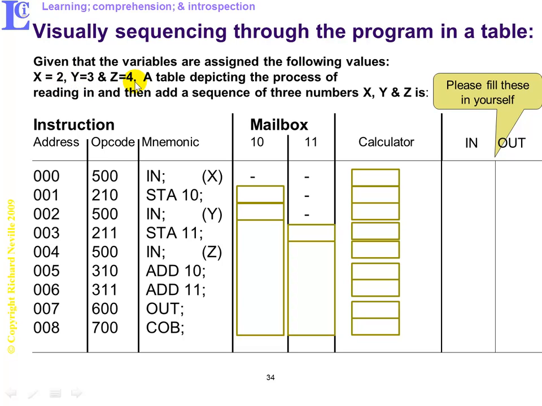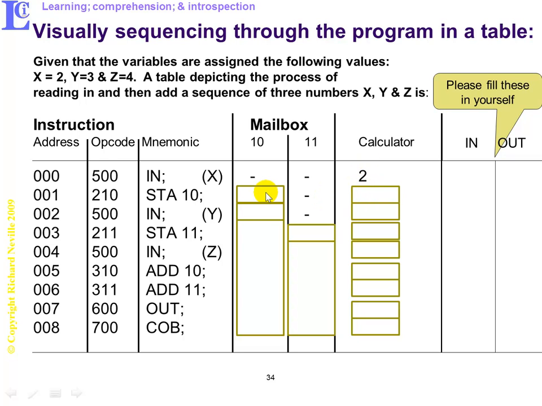So remember what happens when this program is sequenced through. Where does the data come from and go to at the end? Let's go through it then. First, input. Explicitly it's inputting data x, so it's inputting 2. Where is that placed? Well, think about it. Now, where does it go to after the in instruction? Well, it's moved to the calculator. Next instruction, store 10. Move the information at the calculator to mailbox address 10.